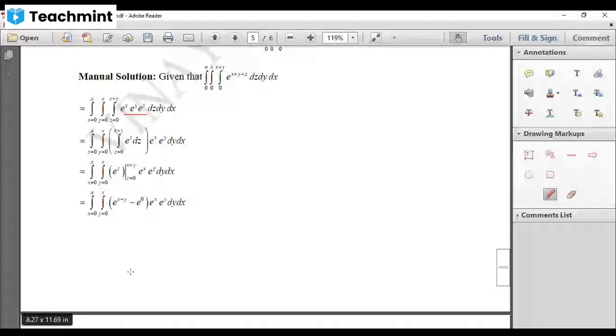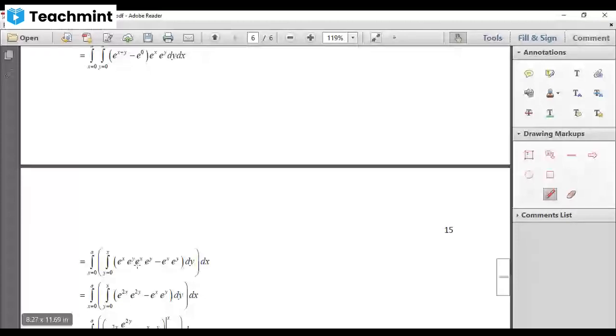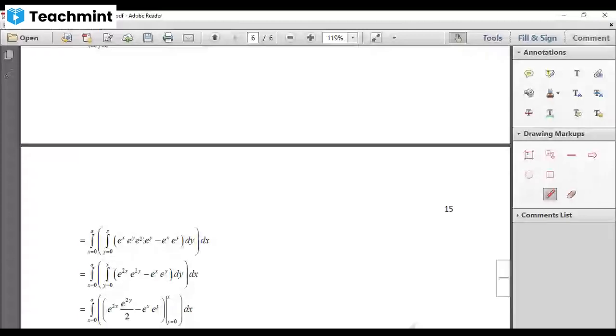Now multiply this with this. Since they are of the same base, we can add the powers. So e to the power of x, e to the power of x, you will get e to the power of 2x. e to the power of y, e to the power of y, you will get e to the power of 2y.